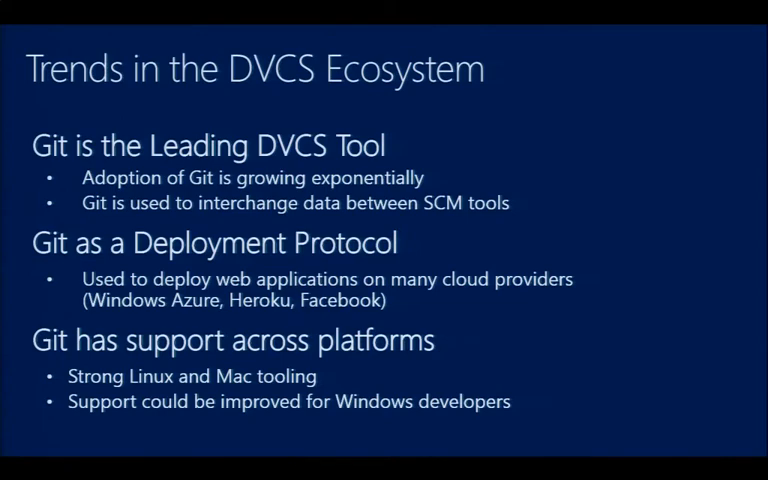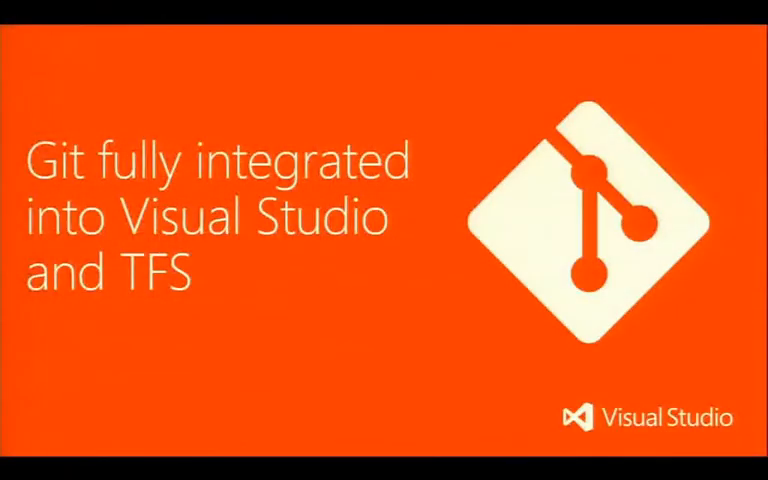I thought to myself, well, hey, we're Microsoft, for crying out loud. Rather than go build our own distributed version control tool, let's just fix that. Let's just make Git work well for Windows developers. So what do we need to do that? Well, we need to do a lot of things. But the first thing we need to do, or one of the things we need to do, is fully integrate Git version control into Visual Studio and fully integrate it into Team Foundation Server and into Visual Studio Online.